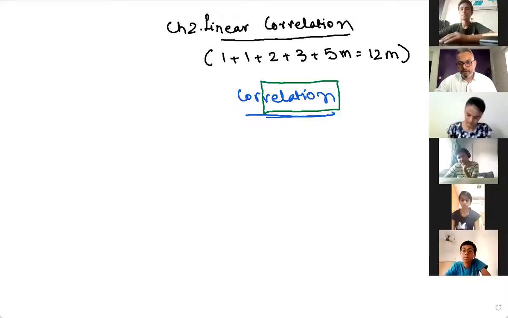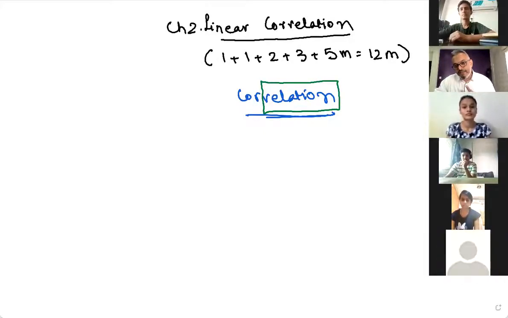This word relation. Now, we studied this chapter functions. At that time also we studied the relationship between input and output. You remember set A to set B. Now, relation. What exactly is relation? Can anyone tell me? Relation यानी क्या? संबंध यानी क्या?